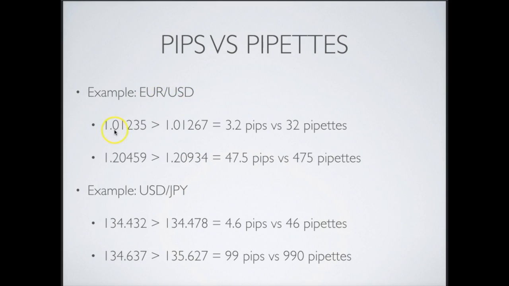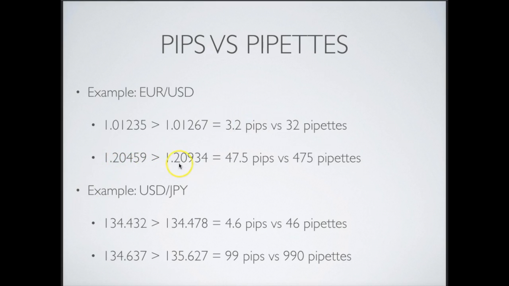Let's get some practice in real quick. We have Euro USD. We have this number, 1.01235, and it changed to 1.01267. How much was that change? You take 67 minus 35, which equals 32 pipettes, because this is the fifth decimal place, or 3.2 pips. Do you see how that works? You take the last two numbers, subtract them, and you have the difference. Let's go to the next one.